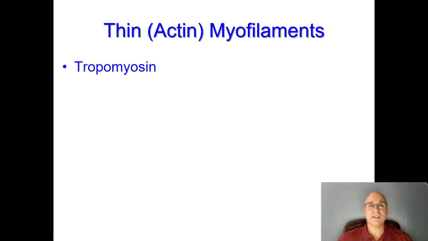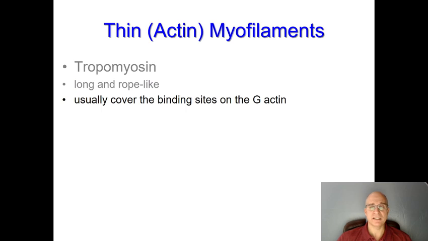The next part of our thin or actin myofilaments is called tropomyosin. And tropomyosin is a long rope-like protein that's going to be covering up the binding sites on those individual G-actins. Because remember what I said, we don't want the myosin and the actin bound together all the time, right? Because that would cause our muscles to contract and not relax. So sometimes we're going to need to have those muscle fibers relaxing.